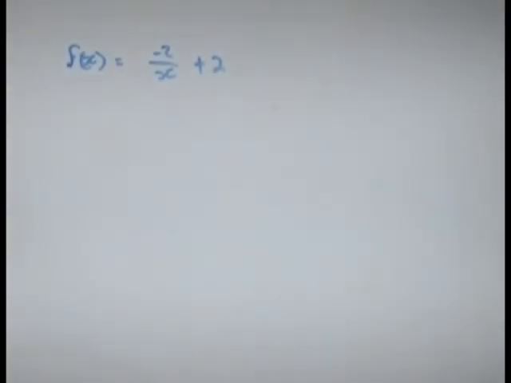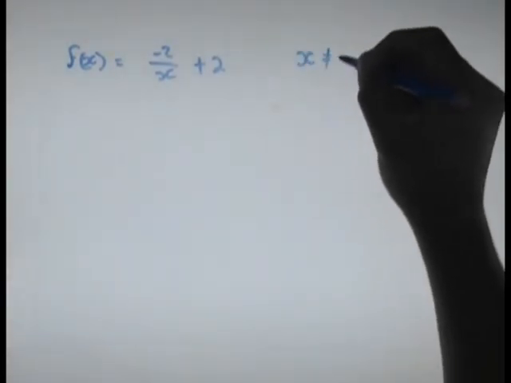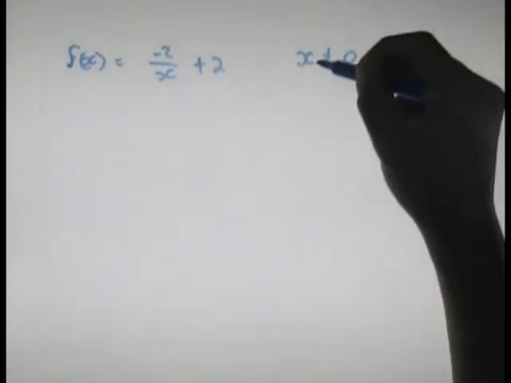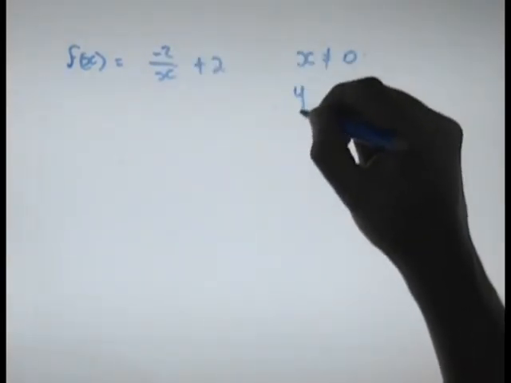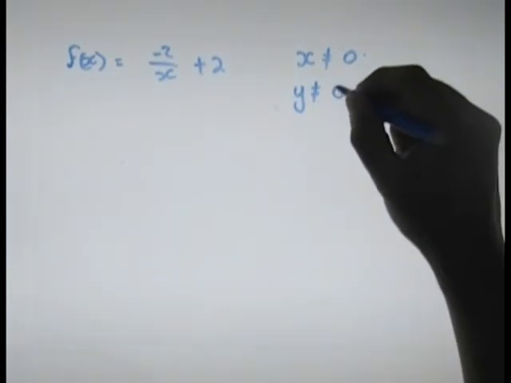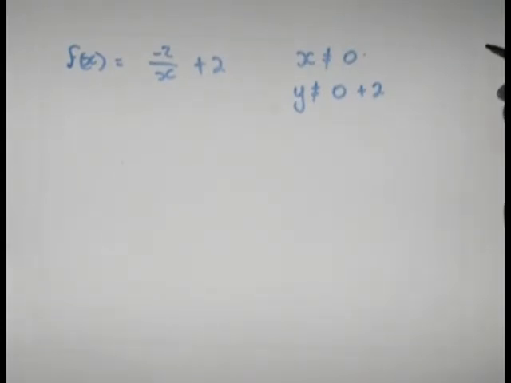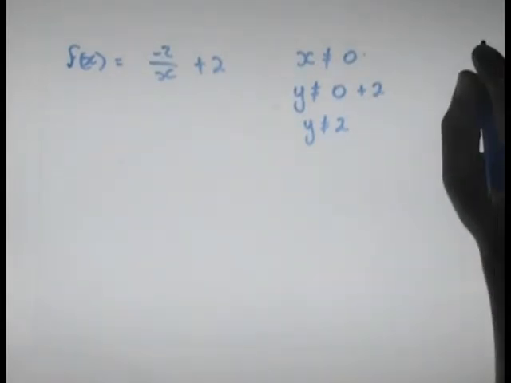Let us take a look at the last one I gave you to do. It read f of x is equal to negative 2 over x plus 2. This is an interesting one. The first restriction I have is that x cannot equal 0. Because x cannot equal 0, that whole thing cannot equal 0, which means that y cannot equal 0 plus 2, which means that y can't equal positive 2.